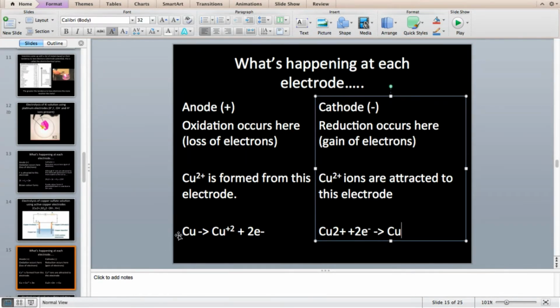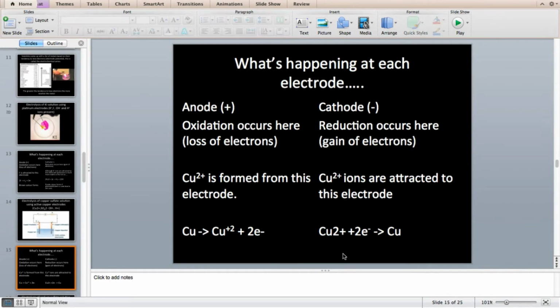So you're losing copper at your anode and you're gaining copper at your cathode. So at your cathode, girls, you'll see it actually physically gets larger during the experiment, whereas your anode gets smaller and smaller and smaller. It's actually wearing away. So you're transferring copper from one electrode to the other through the solution, okay? So again, this is another set of half equations that you must learn off.